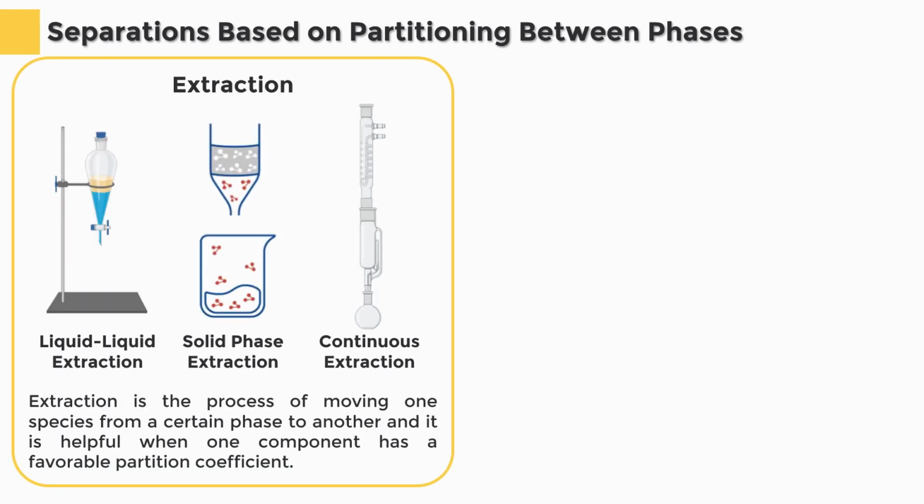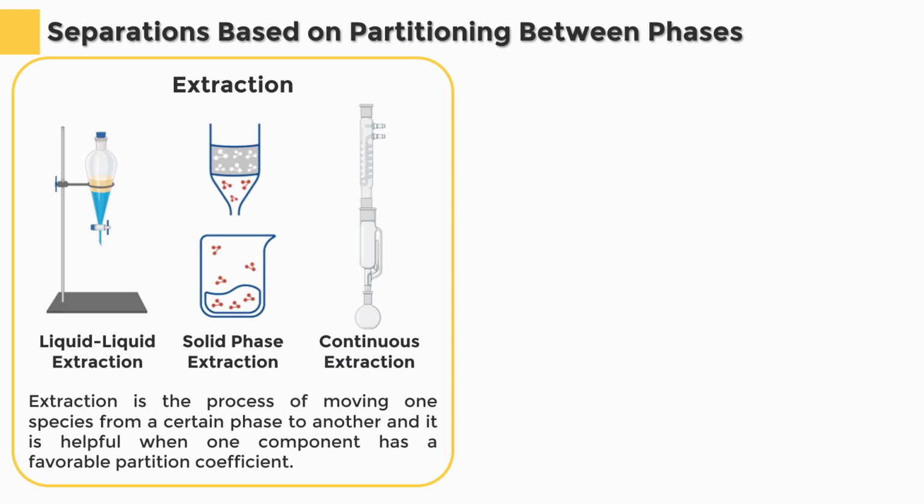For the last part of this video, let's talk about separation based on selective partition of the analyte and interferent between two immiscible phases. Let's start with extraction, a process of moving one species from a certain phase to another, and it's helpful when one component has a favorable partition coefficient. Some examples of this technique are liquid extraction that commonly uses a separatory funnel, solid phase extraction that utilizes adsorbent materials, and continuous extraction for analytes with unfavorable partition coefficient using a Soxhlet extractor.